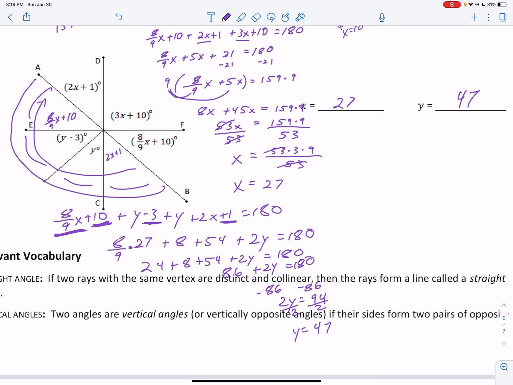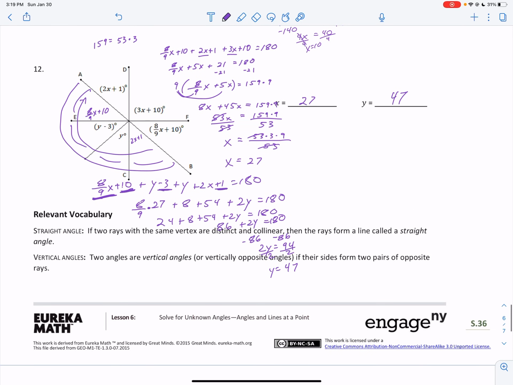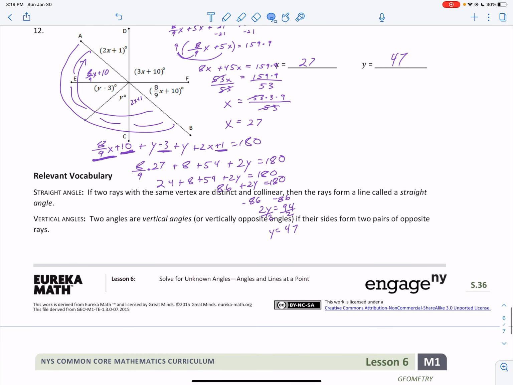If you find a more efficient way to go through this, please tell me. There's a lot of little efficient methods to do with these things. So I've got straight angle. If 2 rays with the same vertex are distinct and collinear, then the rays form a line called a straight angle. Yes.